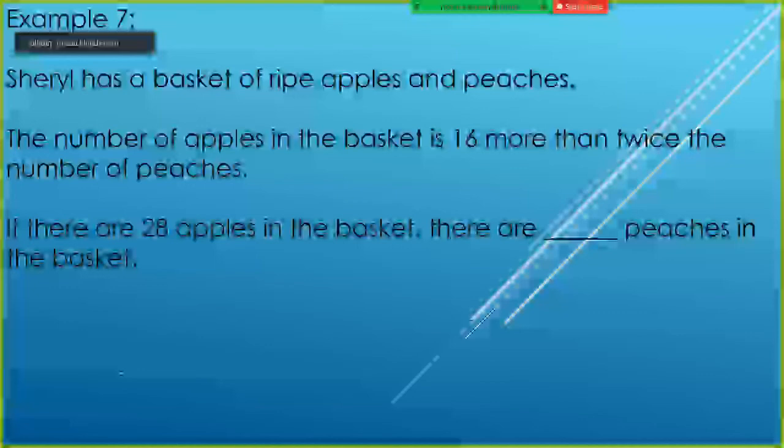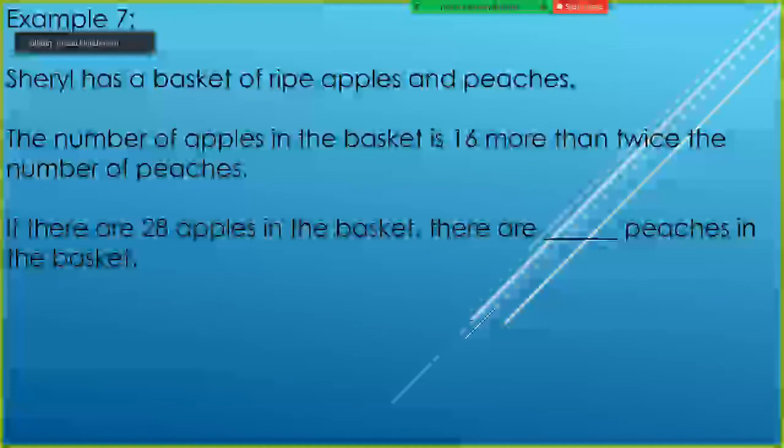Cheryl has a basket of ripe apples and peaches. The number of apples in the basket is 16 more than twice the number of peaches. If there are 28 apples in the basket, there are how many? There are blank peaches in the basket. Okay, so now I'm going to read through it again and try to underline stuff that looks important, any numbers and any relationships, like apples versus peaches. And let's try to write it down as we go, just based on how we're reading it.